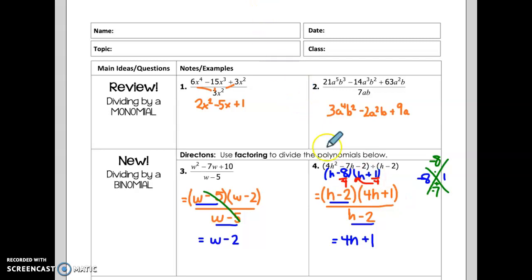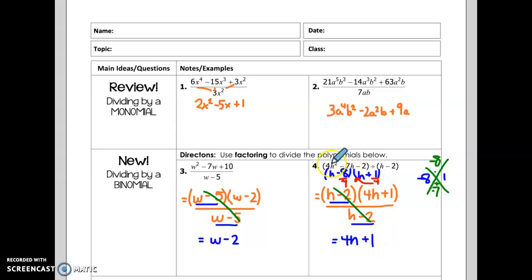Now here we see that h minus 2 and h minus 2 are in common in numerator and denominator, and the reason we can finally cancel here is because we've got factors. I've got something times another something, so I've got two terms multiplied together. Once it's in factored form, if there are any common factors in numerator and denominator, then I can cancel them out. And then when we divide, we end up getting the leftover factor.